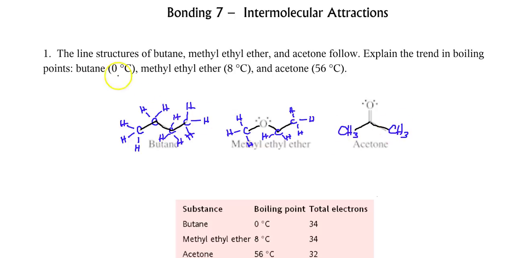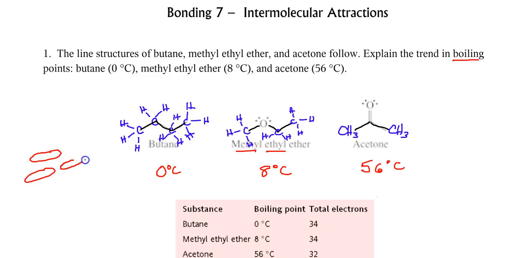Okay, here comes the question. Butane boils at 0 degrees Celsius, methyl ethyl ether at 8 degrees Celsius, and acetone at 56 degrees Celsius. So the question is, explain the trend in boiling points. Now, when we talk about boiling, let's not forget we're talking about how butane attracts another butane molecule. So if you think about this as a butane molecule, how does one butane molecule attract another?